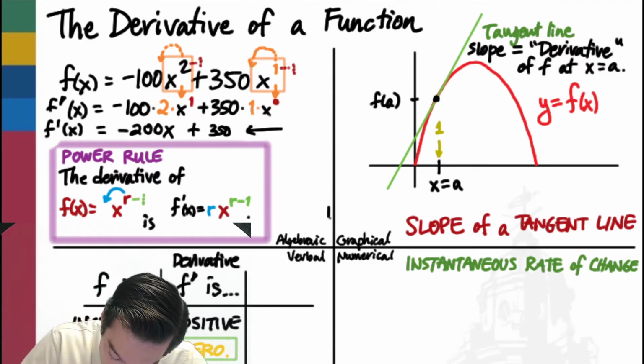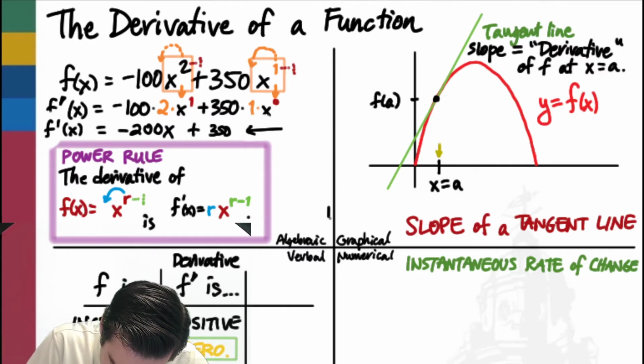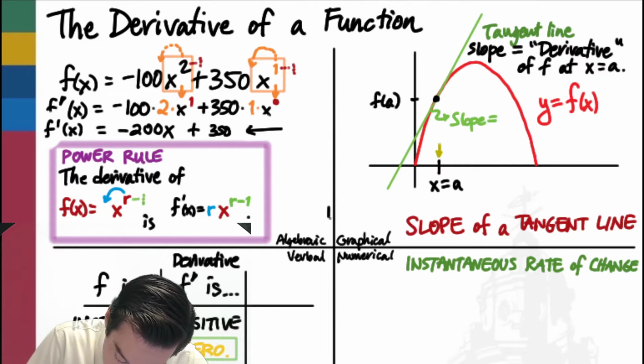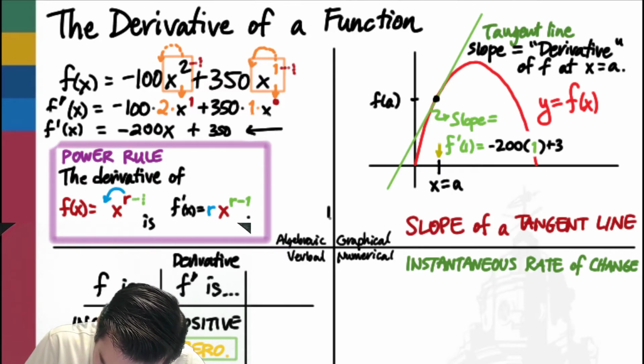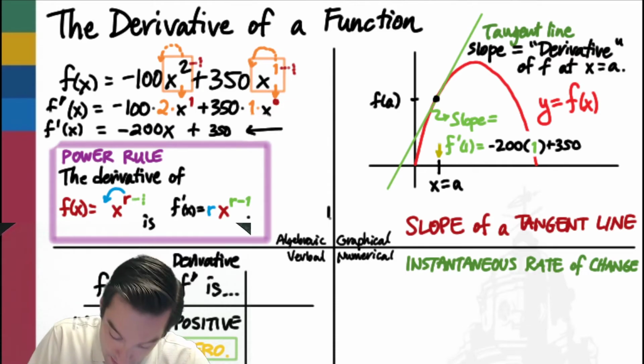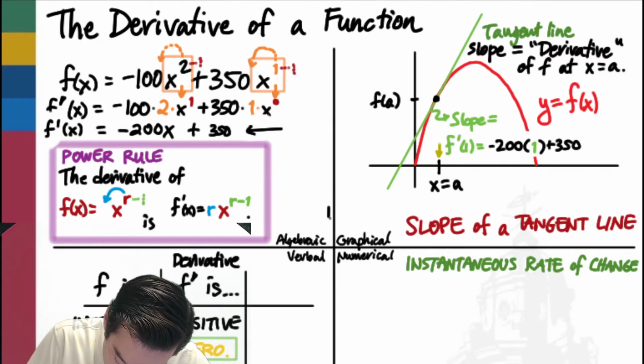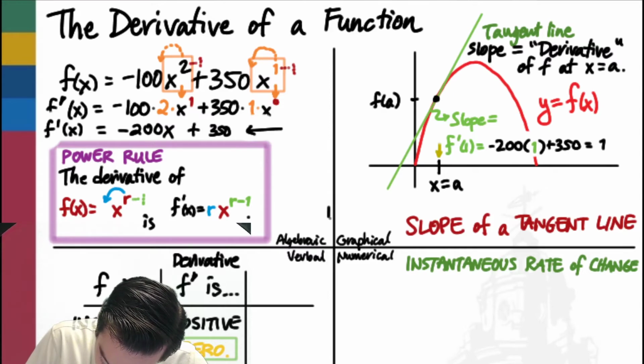And so if I wanted to know, for example, what is f prime of 1, I would just evaluate that derivative function. Let's make sure that this works. The slope is f prime of 1, which according to my new formula for f prime is negative 200 times 1 plus 350. And when I simplify that out, I get negative 200 plus 350, that's 150.